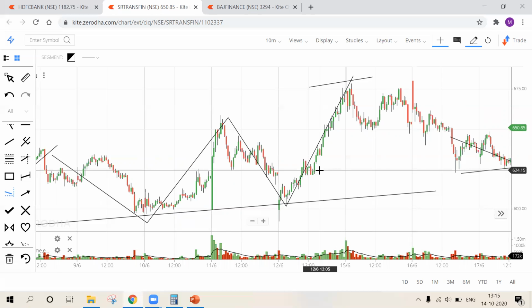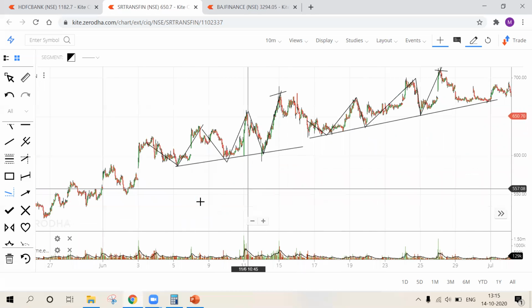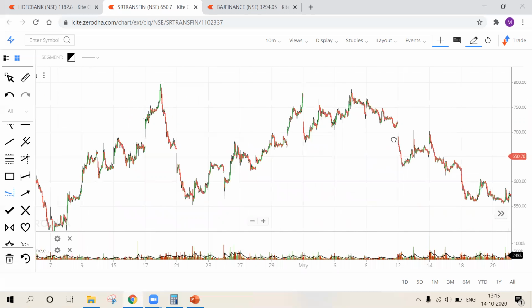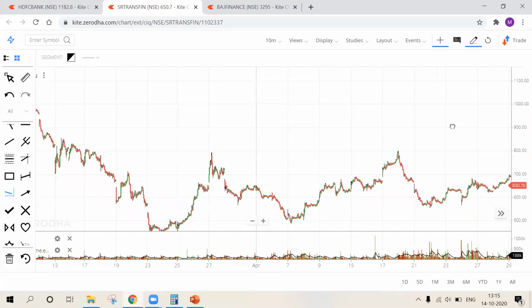rejection from the third touch point. Second confirmation is higher high or lower low formation. Third confirmation is the 35 moving average. Fourth confirmation is optional, which is VWAP. And fifth confirmation is volumes, with a 10 moving average on volumes. Okay. So I'll be showing another 2 examples. Then let's get on to the slides.